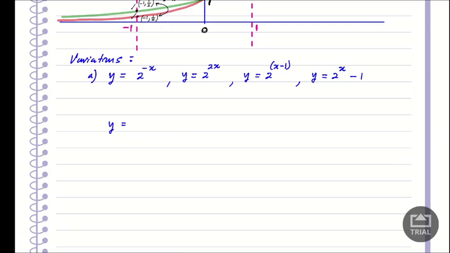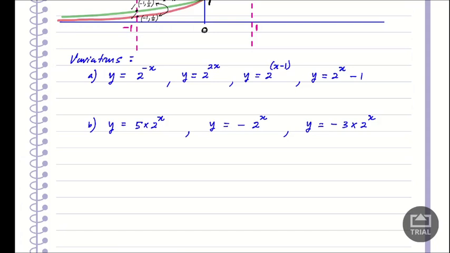Then y is equal to 5 times 2 to the power x. That's another variation. Then y is equal to minus 2 to the power x. That can be another variation. The last one, y is equal to minus 3 times 2 to the power x. That's the last variation. Now, to understand these variations, we have to understand our previous basics as well, which I will teach you down the road.